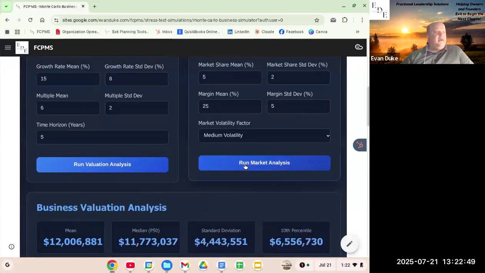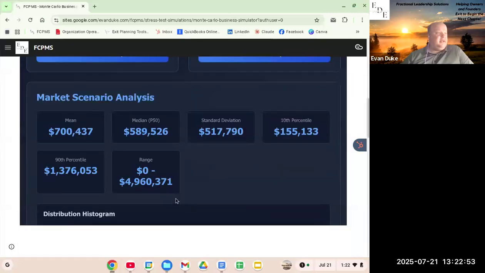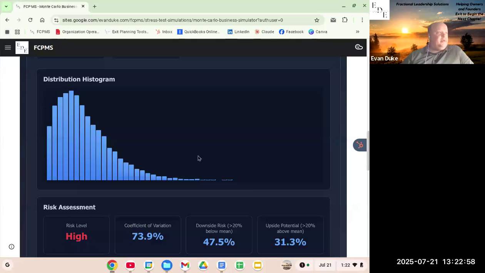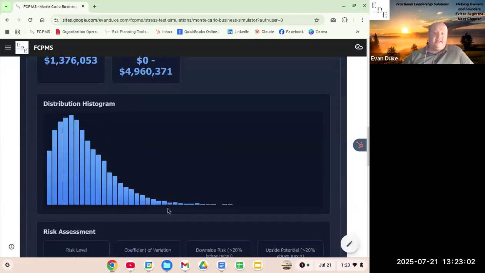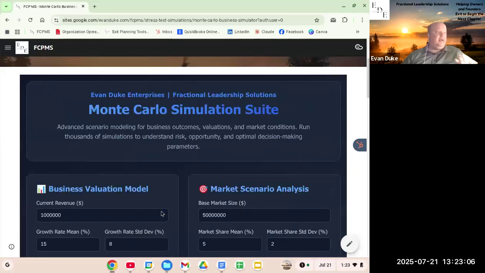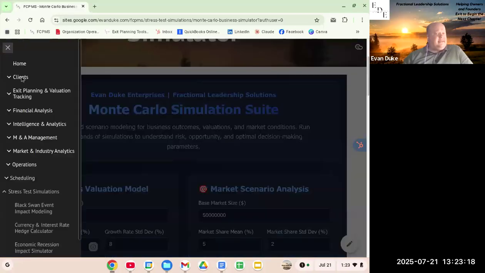Okay, let's do the market analysis. And what we will discover based on these numbers is what the distribution looks like. The risk is high. Basically, this is taking our information and running it, and what we're trying to do is simulate as many different scenarios as possible just to see how we come out. So let's come back up to the clients.